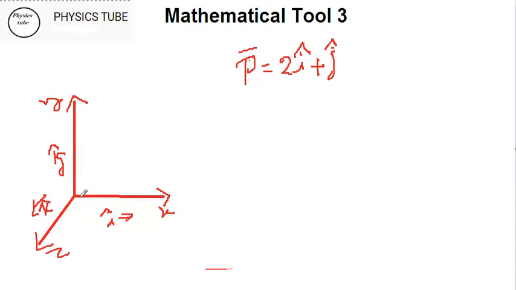Now 2i means 1, 2 divisions. So somewhere a point will come, and 1, 1, 2, 3. See, this is 1j, this is 1j. So this is my point, and this is my point p. So vector p is actually on the xy plane like this. This is my vector.